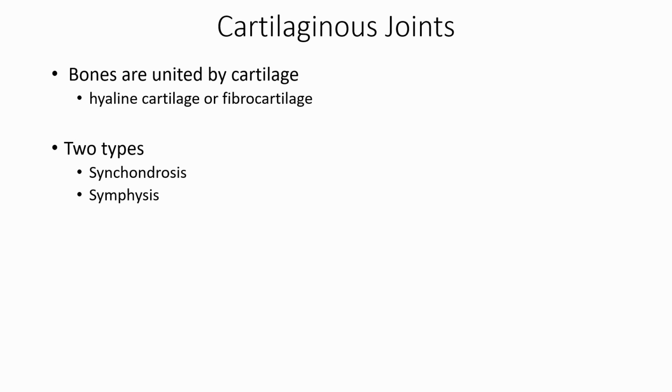So with the cartilaginous joints, we're looking at bones that are united through cartilage, and that cartilage can be hyaline cartilage or it can be fibrocartilage, depending on what we're looking at. There's two main types, the synchondrosis and the symphysis. We've seen this word symphysis before in the last chapter when we looked at the pubic symphysis, but we didn't define what it is. So here we're going to talk about that in a little bit more detail.